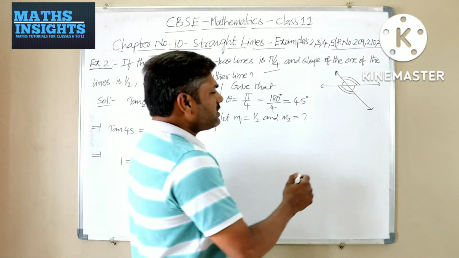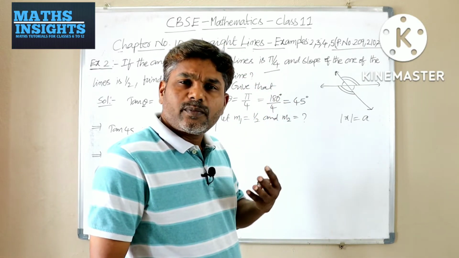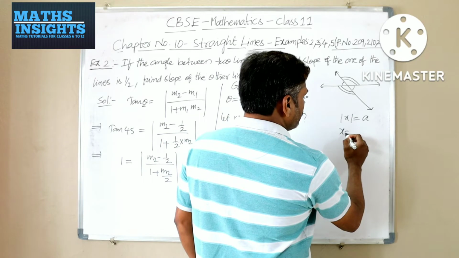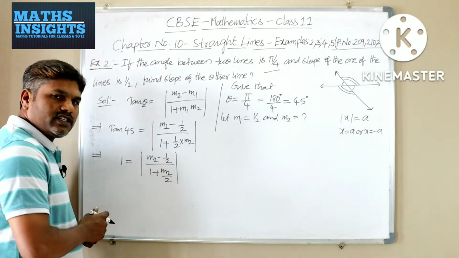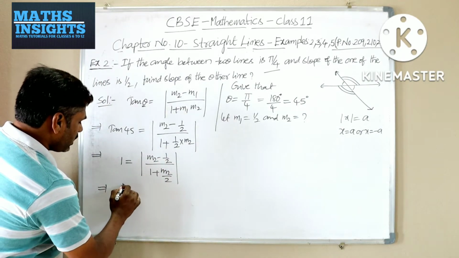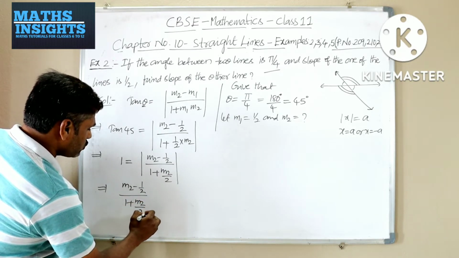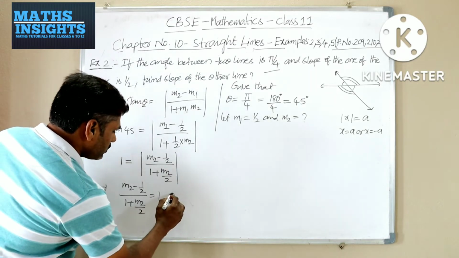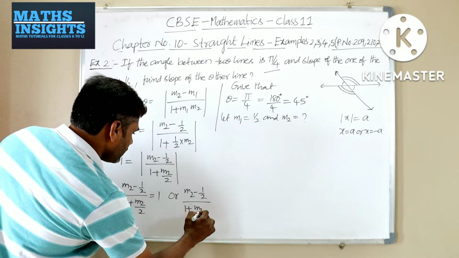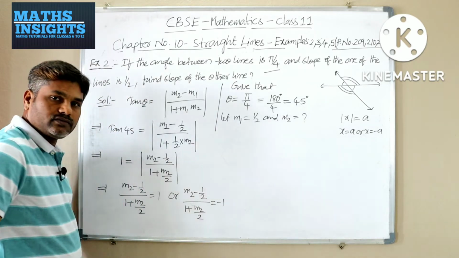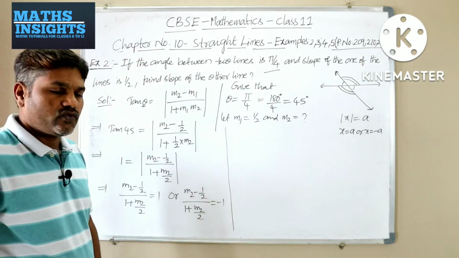You know, if mod x is equal to a, then x may be plus a or minus a. x is equal to a or x is equal to minus a. In this way, I will open this modulus also. That implies (m2 minus 1 by 2) by (1 plus m2 by 2) is equal to 1, or (m2 minus 1 by 2) by (1 plus m2 by 2) is equal to minus 1. One is equal to positive 1, and the other is equal to negative 1.